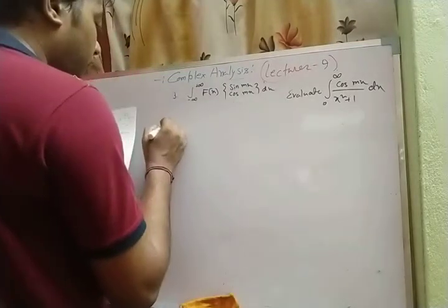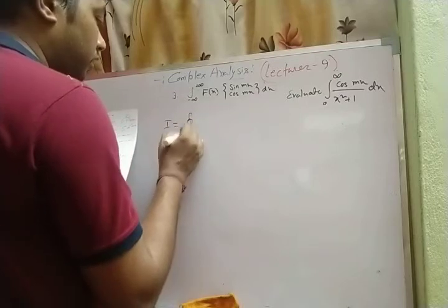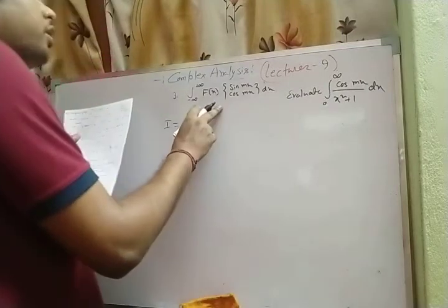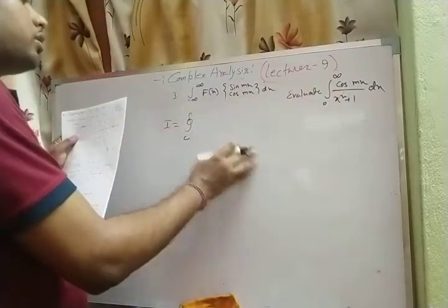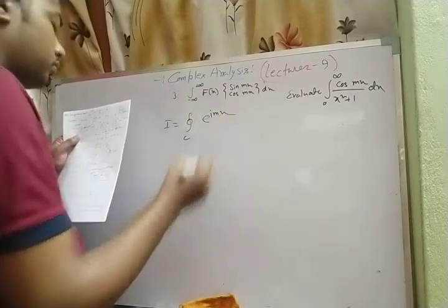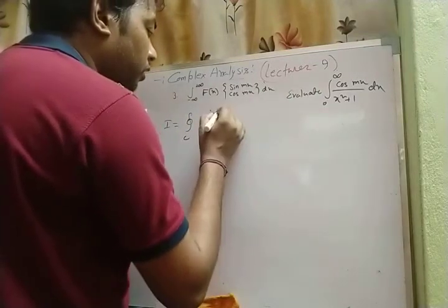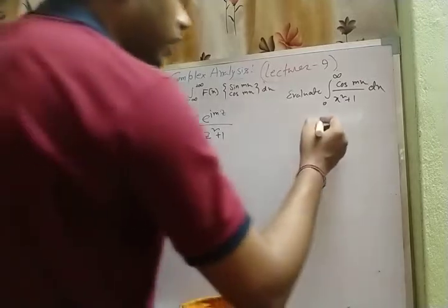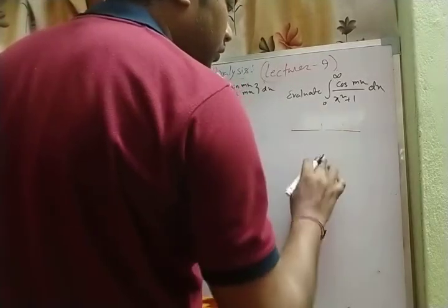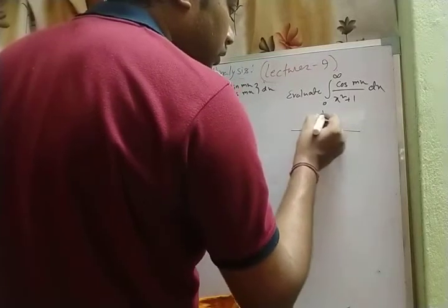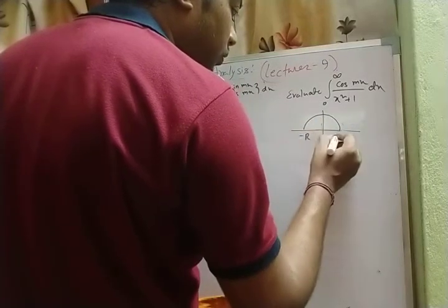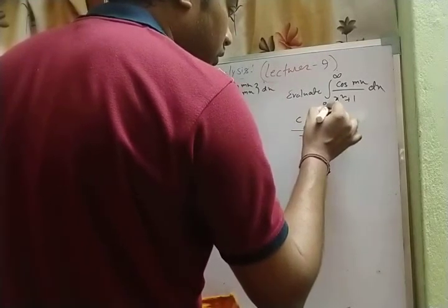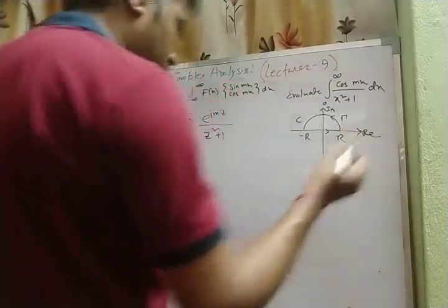From Cauchy's integration we can write this as a closed contour, and this function can be written in this type of integration. You have to consider the cos mx in terms of e to the power i mx, or better, write e to the power i mz by z square plus 1. In the diagram, the integration is from minus r to plus r, this is the contour gamma, and the overall contour is c. This is the imaginary axis and this is the real one.